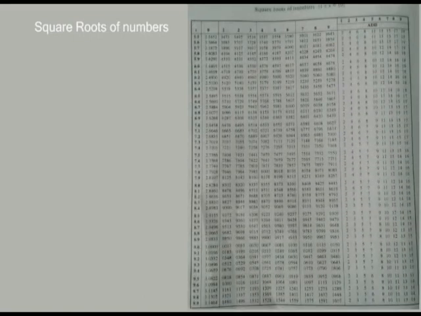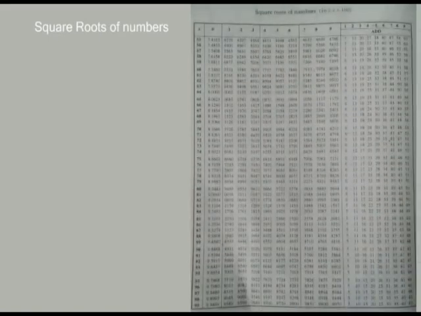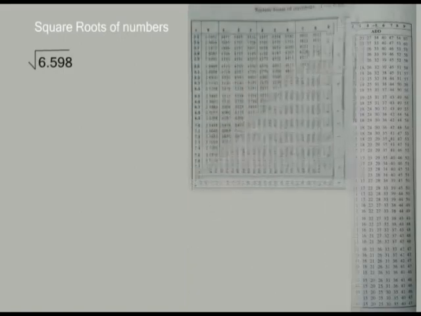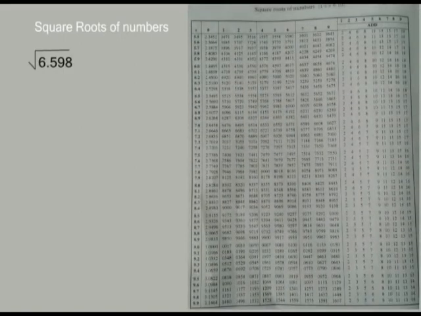This is a sample of the tables of square roots. It has the same columns as the tables of squares. However, the square root tables give square roots for numbers from 1.00 to 99.99. We read the tables the same way. For example, the square root of 6.598. Here we use the tables of numbers between 1 and 9.99.